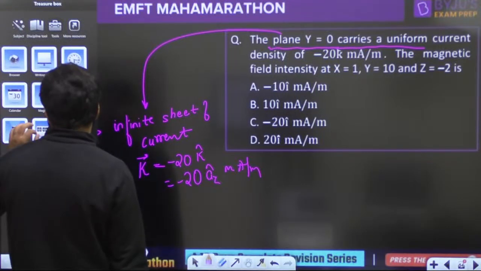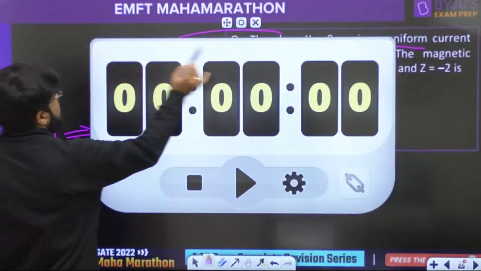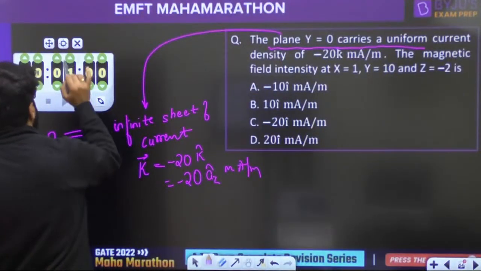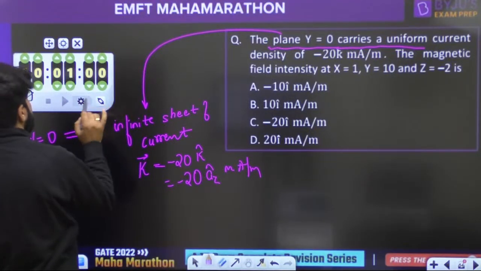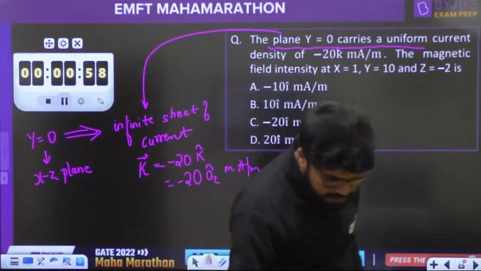Okay, and just allow me a minute also by that time. Oh, not this one. I need to set this up. 1 minute will be more than sufficient. I think many of you already solved this. Allow me 1 minute. By that time, you please solve it up.